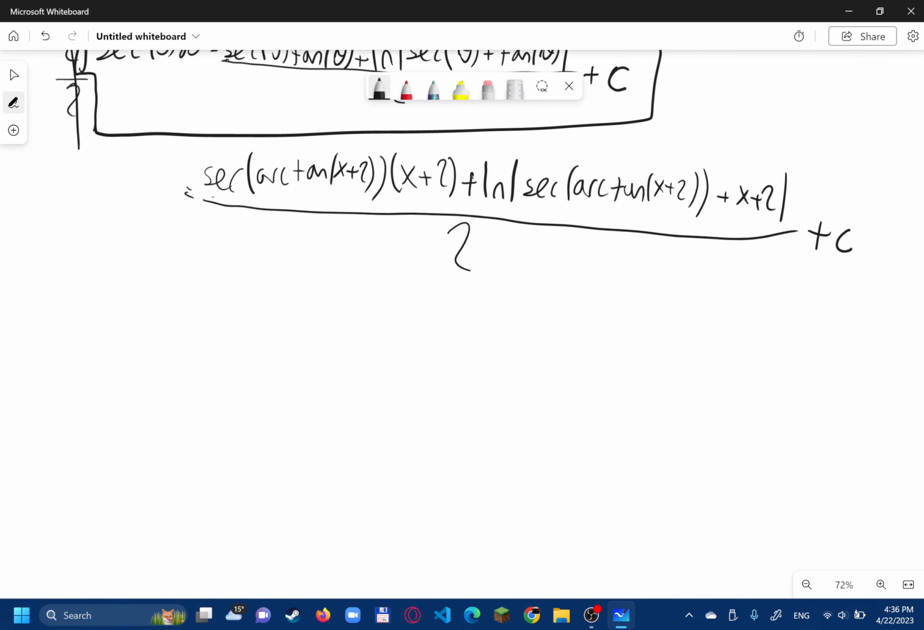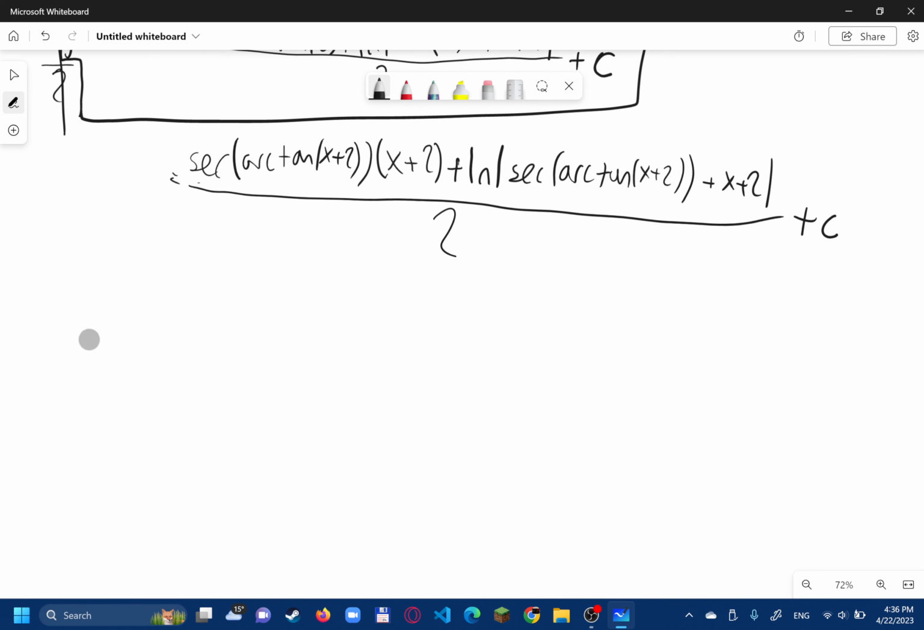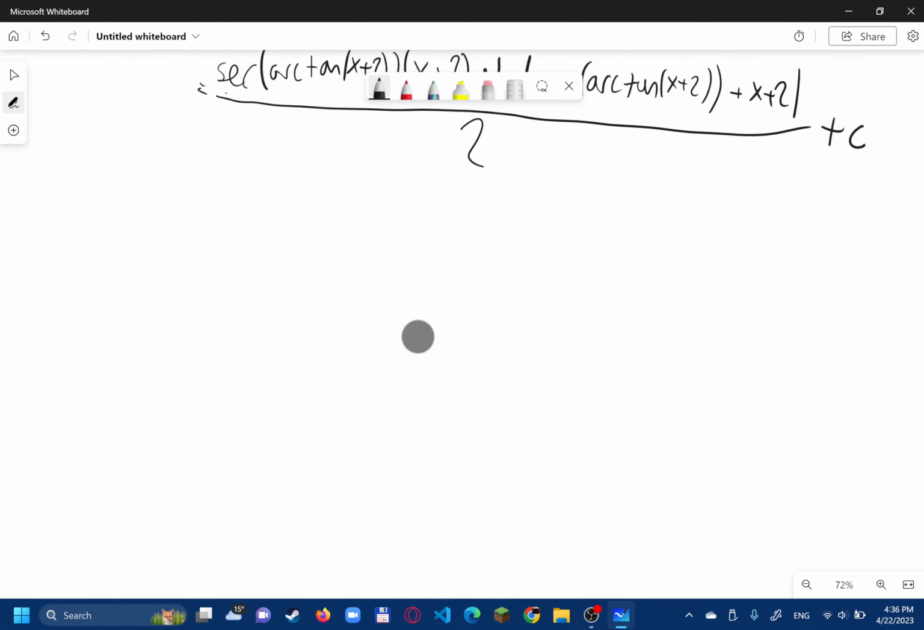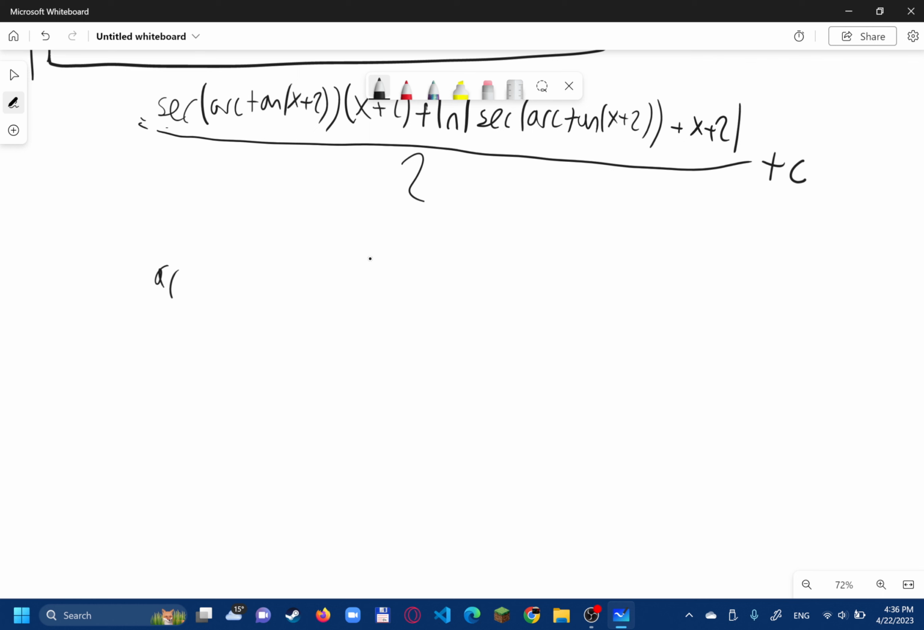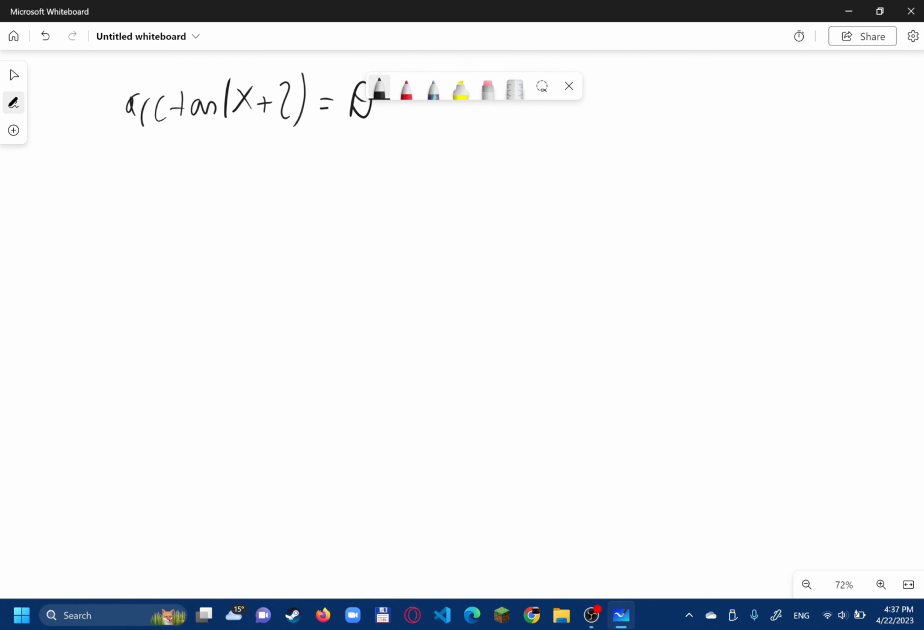So since this is a trig function inside of an inverse trig function, like the inverse trig is the input of the trig function, we can simplify this into a simpler expression by constructing a triangle. So let's say arctangent of x plus 2 is theta. This is actually true because we already substituted it. So in that case, if you take the tangent on both sides, you end up with x plus 2 is equal to tangent theta.